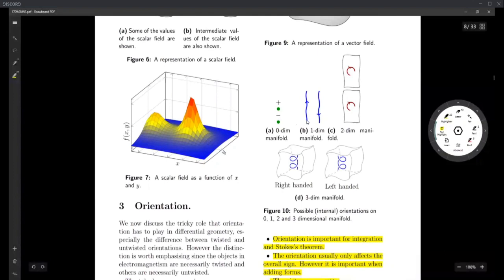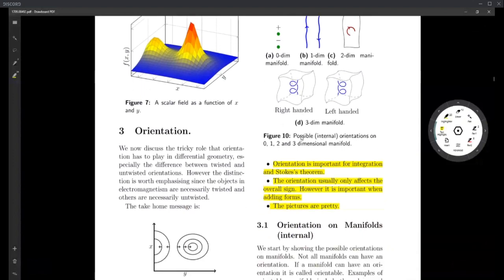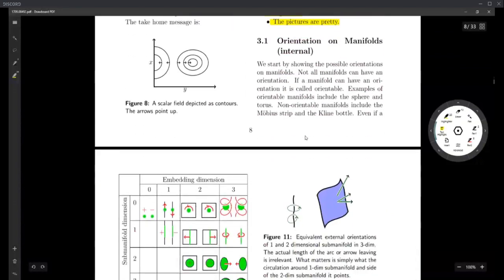For a one-dimensional manifold, which is a curve or a line, you have arrows that point up or down. For a two-dimensional manifold, which has two-dimensional length and breadth, let's say, you have an arc which points in a clockwise or an anti-clockwise direction. Versus for a three-dimensional manifold, you would have a helix structure representing it. A right-handed manifold would go on the right way and a left-handed manifold would go on the left way. You don't really need an arrow to represent this, you could just look at it and infer that this is a way to orient a three-dimensional manifold.